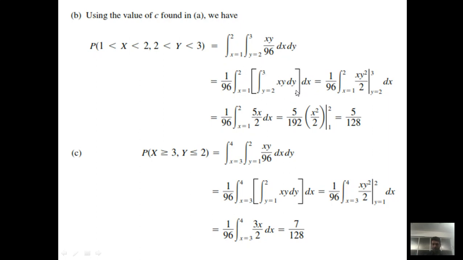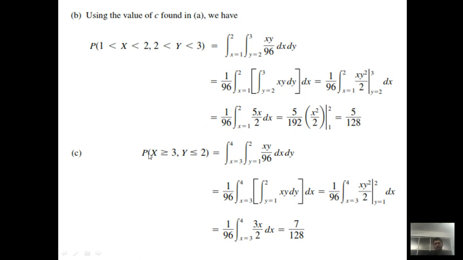Here we first integrate with respect to y, and remember the integrand is the same, so we apply the same concept. So the integration of y square by 2, the boundary is 2 to 3. By plugging in the upper limit minus the lower limit, you get 5x by 2. So this is just a single integration, and by solving it you get 5 upon 128.